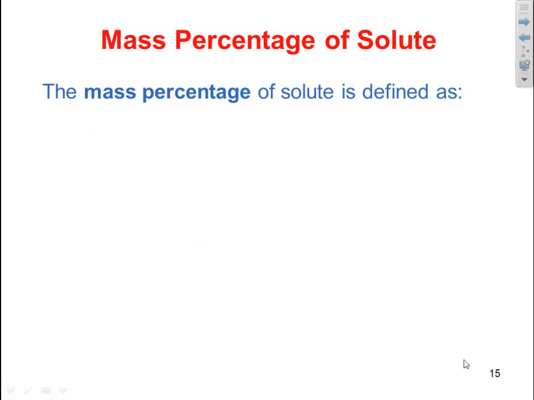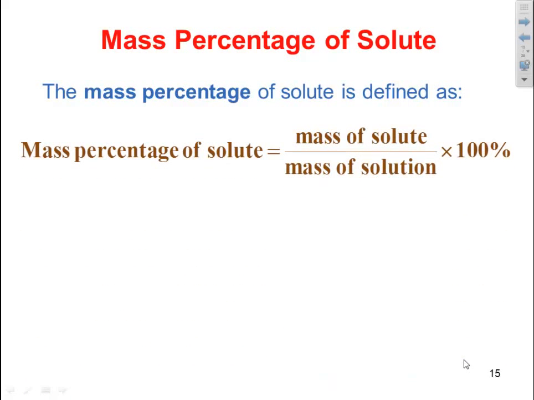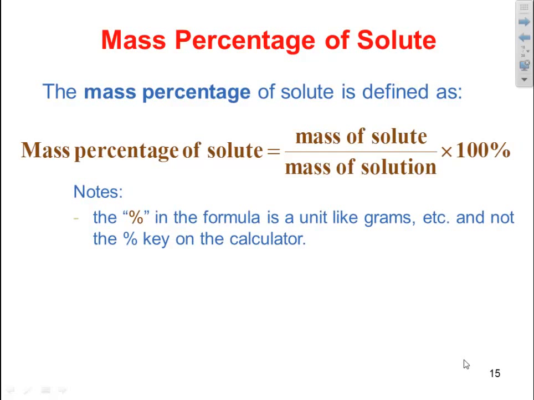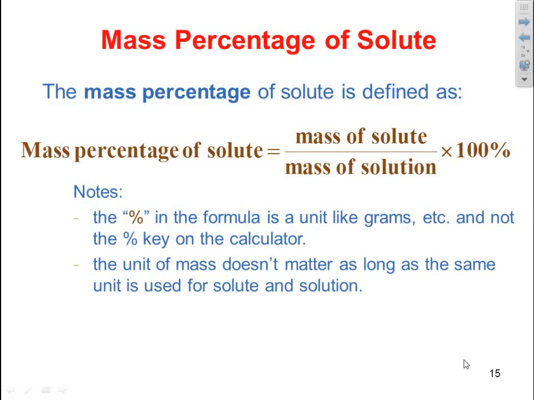The mass percent of a solute is defined as follows. It's the mass of your solute divided by the mass of your solution times 100%. Some notes: the percent in your formula is a unit, like grams, and not the percent key on your calculator, so don't hit that. You just take the mass of your solute, divide by the mass of your solution, and multiply that by 100. The unit of mass doesn't matter as long as the same unit is used. You can use grams or kilograms, as long as that mass is the same unit, it cancels out.